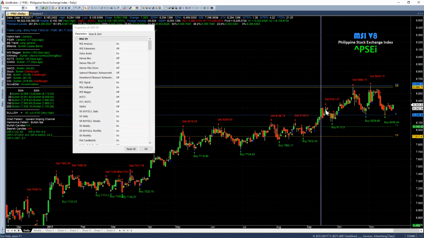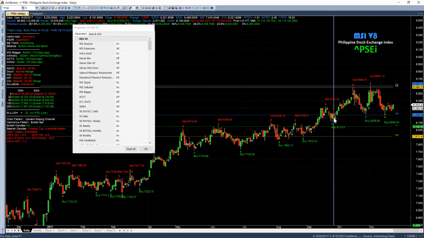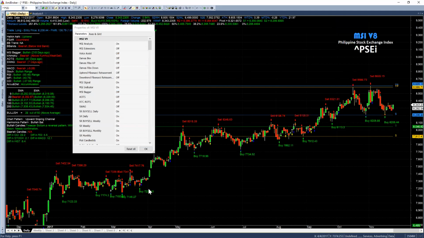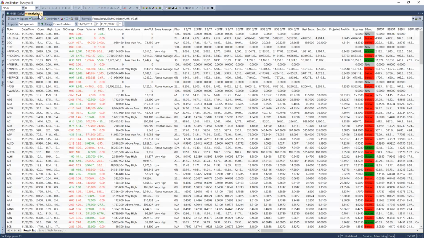So depende kung ano yung MACD sell signal at 8223.69. Depende sa signals na nakikita sa chart, yun din ang sasabihin sa inyo ng voice assist. Although sometimes nagkakaroon ng maraming signals on a certain candle, so magbibigay lang siya ng isa para doon. Okay, so let's go back to the exploration.